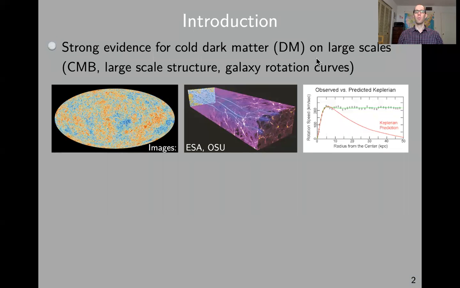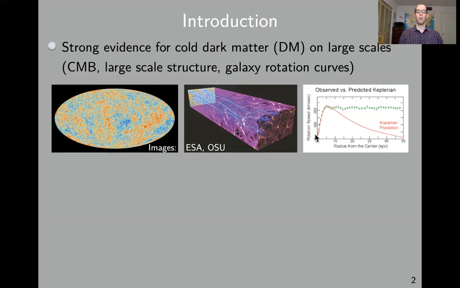Let me first remind you that there's strong evidence for the presence of cold dark matter on the largest scales of the universe, such as in the fluctuations of the CMB and large-scale structure, and in individual galactic rotation curves. However, there aren't as many observations on smaller scales below that of galaxies, but there are a number of interesting ideas of possible dark matter substructures that can form.